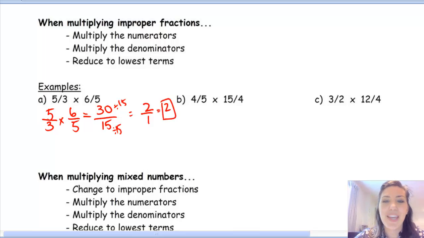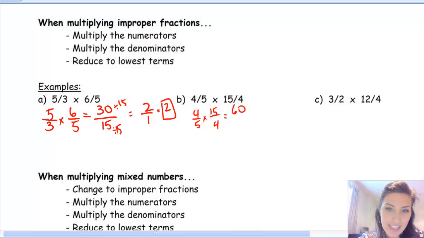All right, for B, 4 over 5 times 15 over 4. 15 times 4 is 60. 5 times 4 is 20. Both of these can be divided by 20. And we end up with 3.